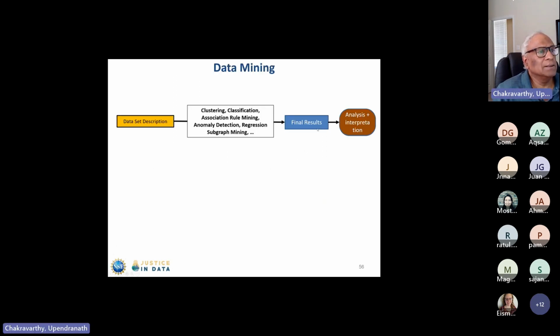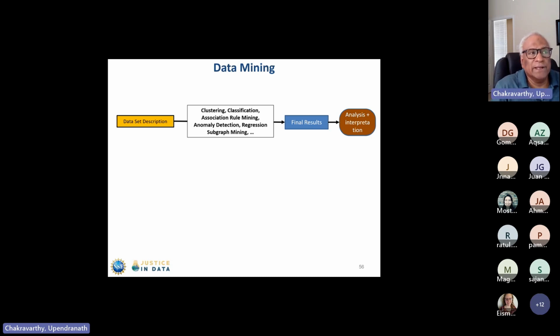So typically, this is what happens in data mining. You have a data description and you have a bunch of mining algorithms. It could be clustering, classification, anomaly detection, regression, subgraph. And then you get results, and then somebody has to interpret these results. That is still a difficult problem and has to be done by a human with the right background.